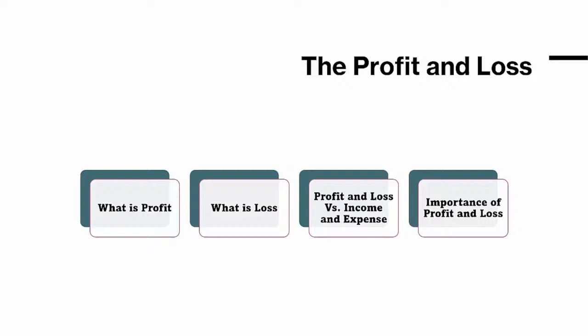Key points to remember. 1. Income versus profit. Income is the total money earned by a business, while profit is the money left over after expenses are deducted from that income. 2. Expense versus loss. Expense is the total money spent on running the business, while loss is the result when expenses are greater than income.